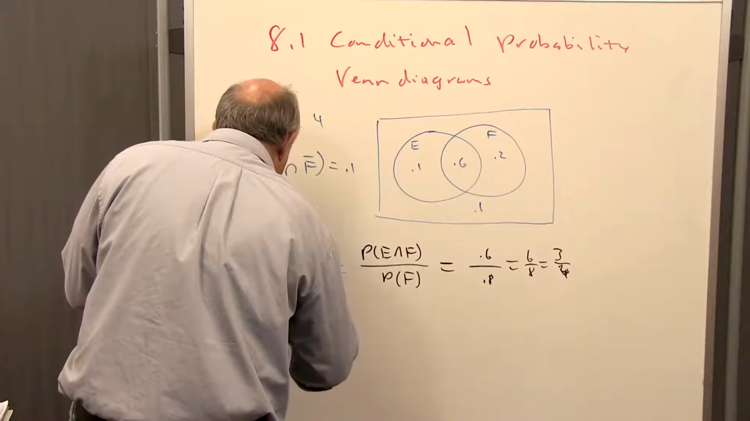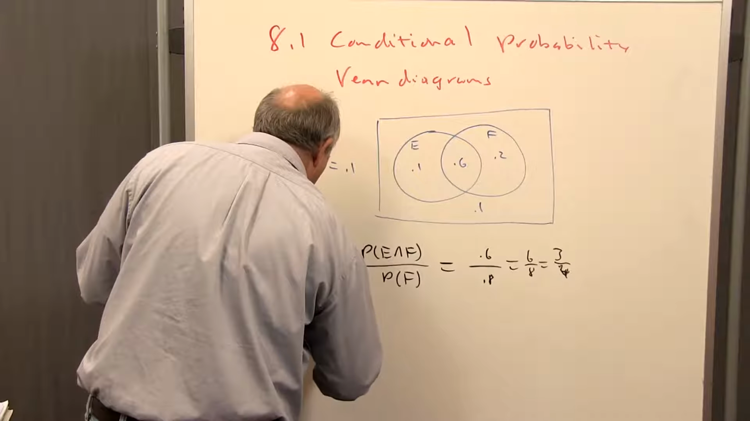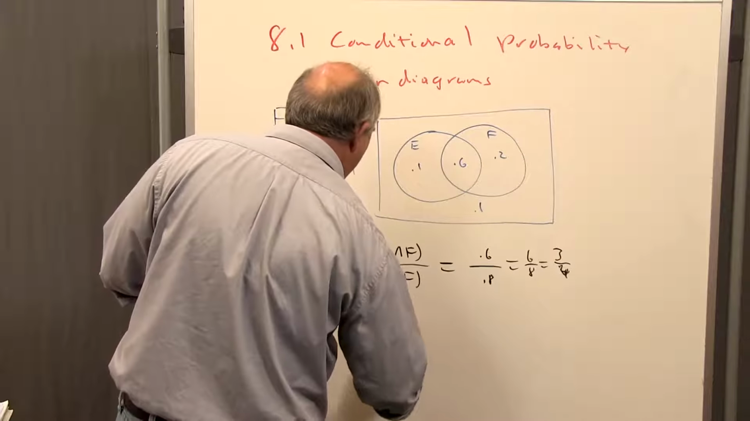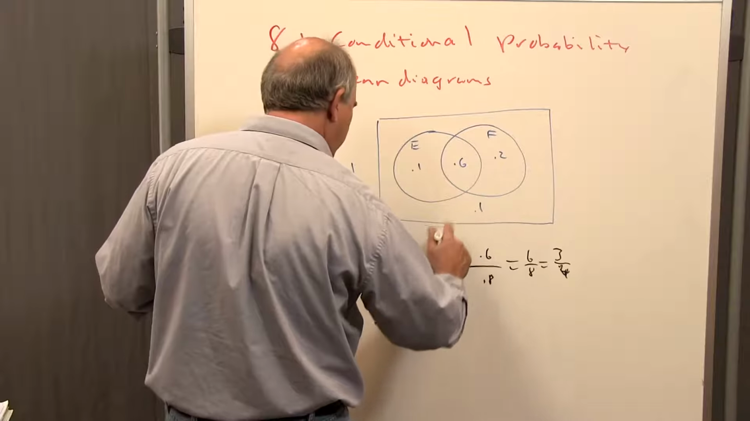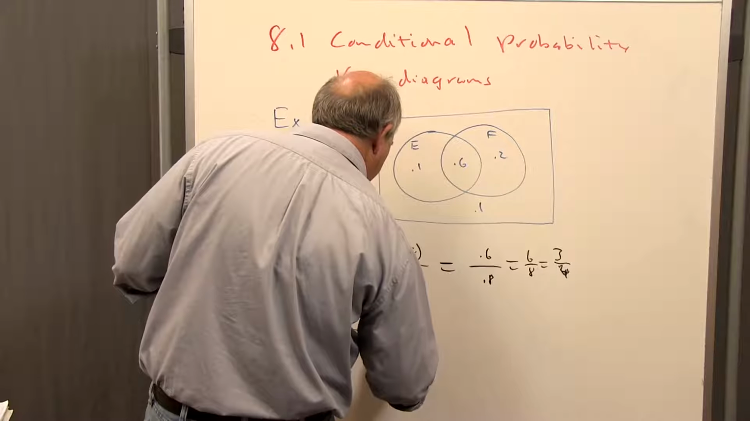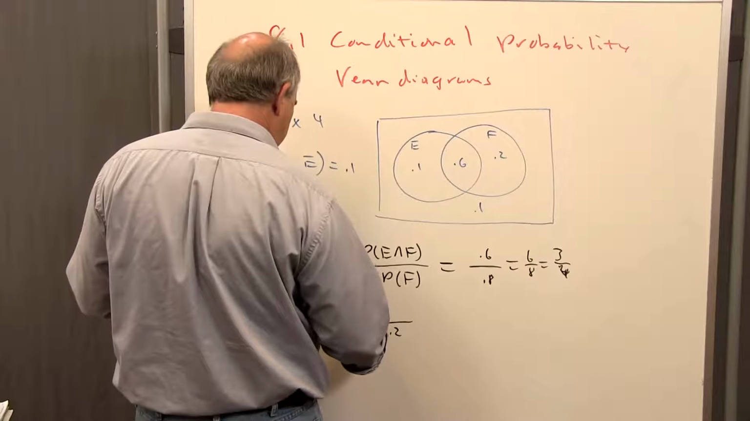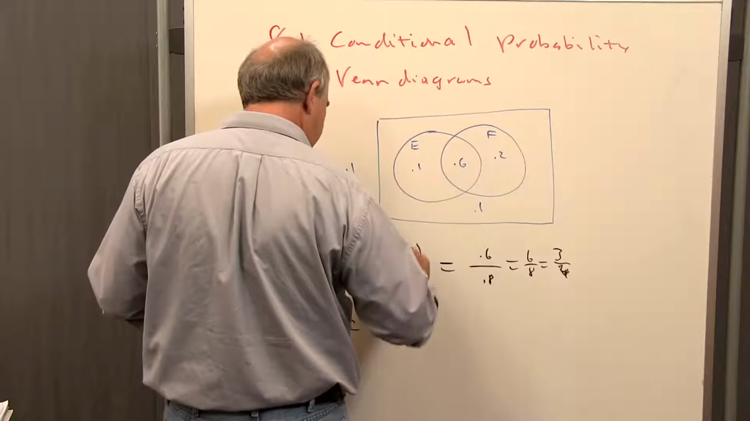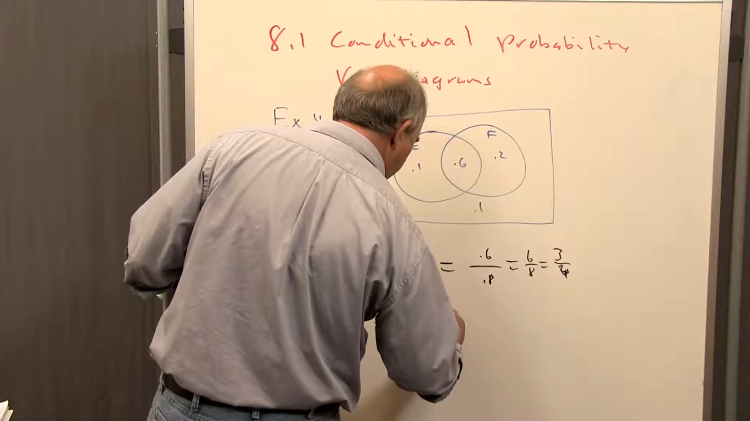Or, what if I said, what's the probability of E given F bar? So we're only looking at the F bar. What's outside F? Well, this and this, 0.1 and 0.1. So 0.2 is outside F. And of those 0.2, how many are E? Well, this one right here is an E. So that's 0.1 divided by 0.2, which is 1/2.